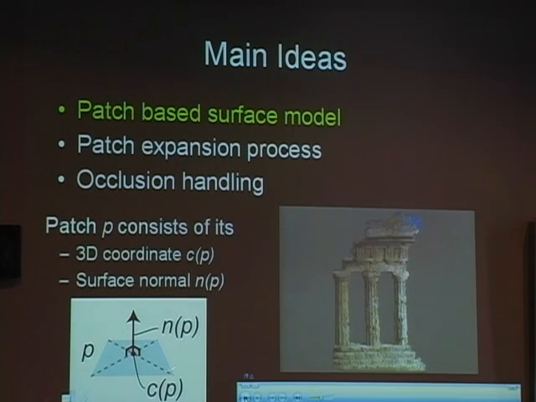And for each patch, basically, we just need to know the 3D coordinate of the center of the patch and also the orientation. So for each patch, we want to estimate these parameters, covering the surface of an object.